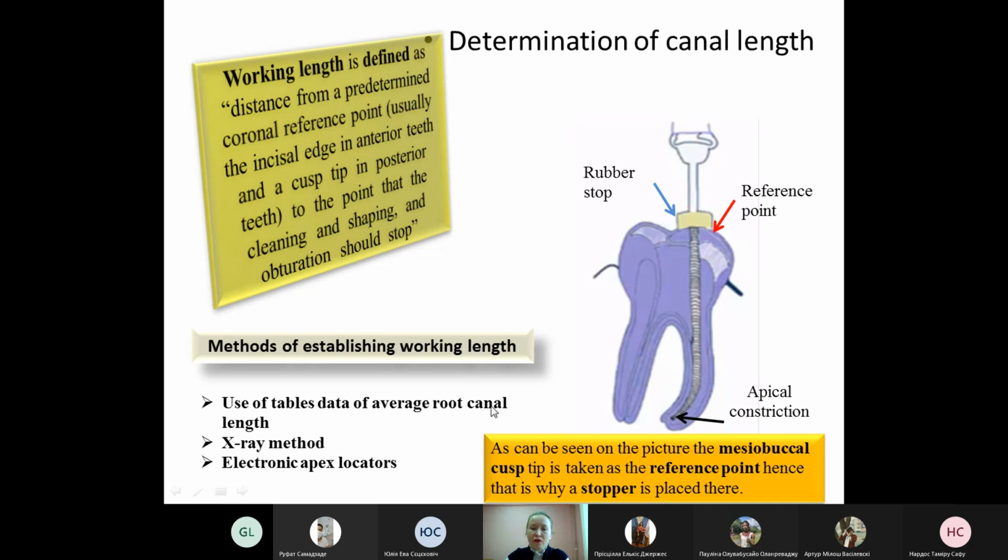We have such methods of establishing working length, and they are as follows: use of table data of the average root canal lengths, the X-ray method, and electronic apex locators. Of course, the most efficient and the most exact method is the usage of electronic apex locators.